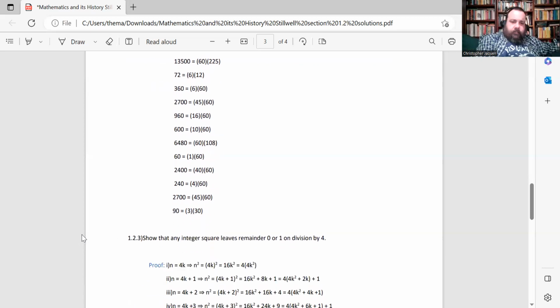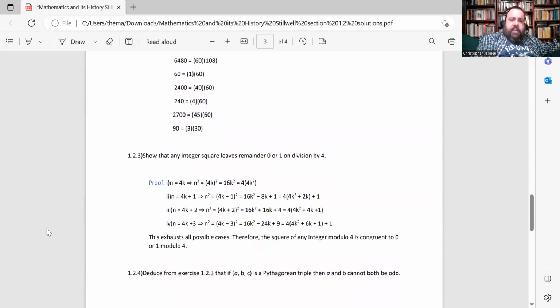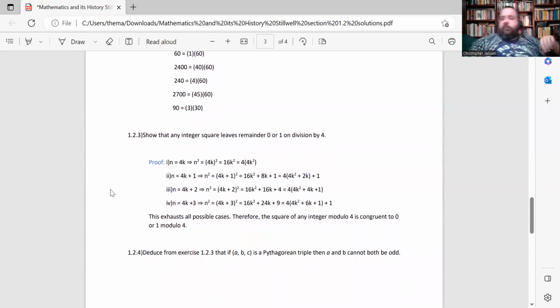All right, question 3 says, show that any integer square leaves a remainder 0 or 1 upon division by 4. Right, so we just go through the cases. There's only 4 types of numbers we have to consider because there's only 4 remainders that you can get when you divide by 4. You can get a remainder 0, a remainder 1, a remainder 2, or a remainder 3. So we'll just go through those 4 cases.